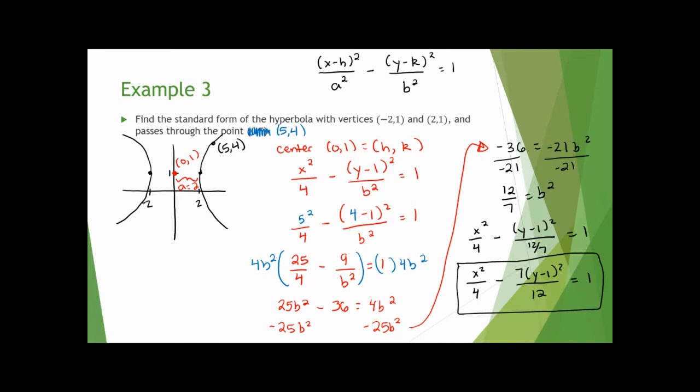And now we have the standard form of this hyperbola. It was a little more work because they didn't give us the foci. We had to determine what we needed because they gave us a single point. Do you have any questions?